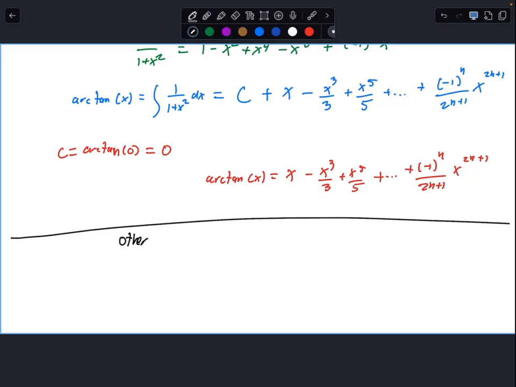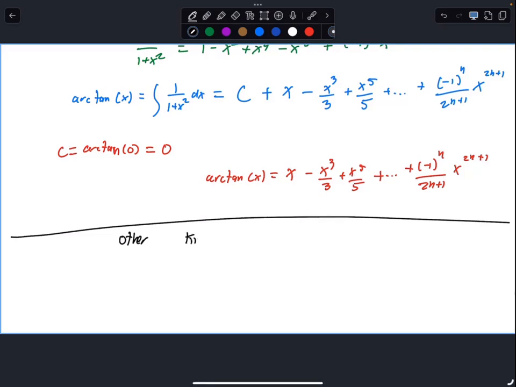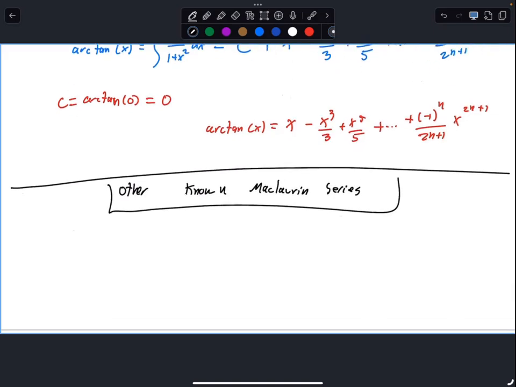I think I've got to look at the practice final questions I had. There might be something where I want to find the known series using manipulation at x equals 1 or x equals 2. That part won't be on the final. Other known Maclaurin series. So, we're not going to do them all the way out.